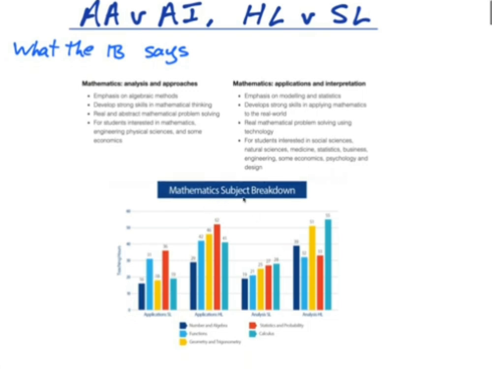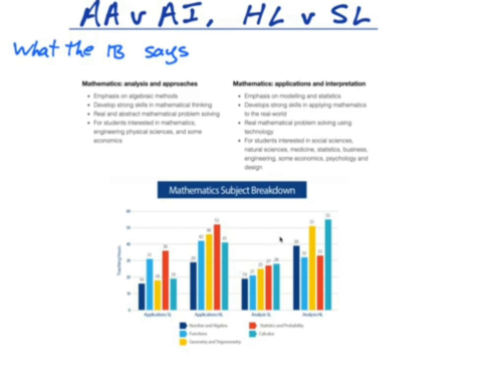So the mathematics subject breakdown. These are the five different topics: number and algebra, functions, geometry and trigonometry, statistics and probability, and calculus. There are five topics in each of the four courses. So what this little bar chart tells you is the number of teaching hours per topic per subject, and it kind of gives you a guide to how much of each topic is in that course.